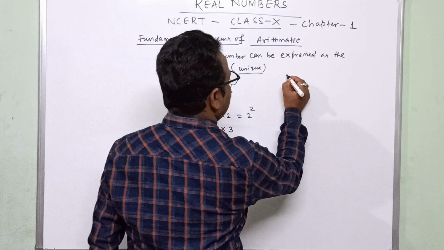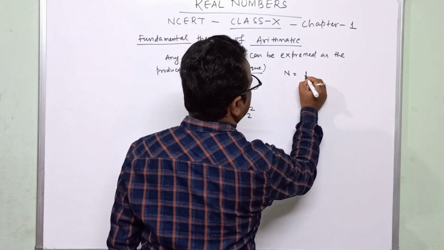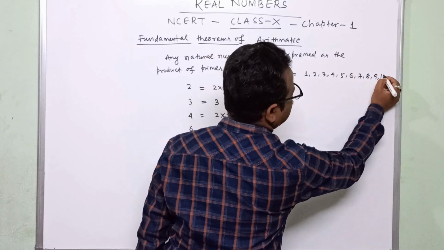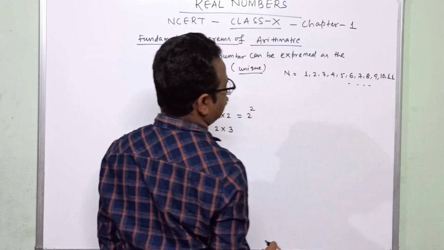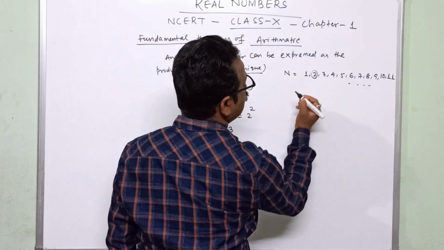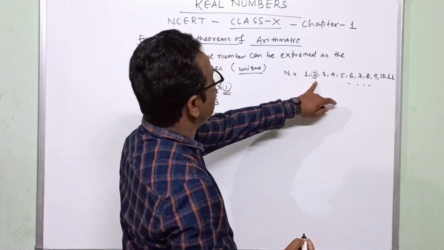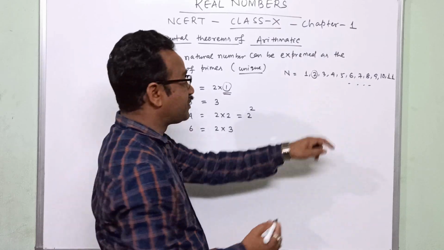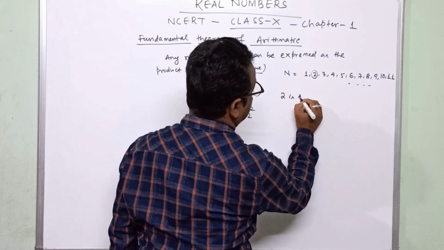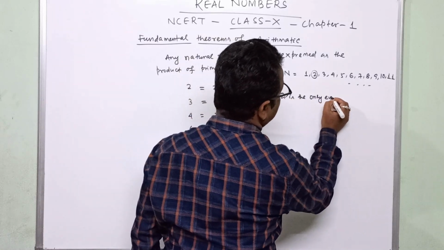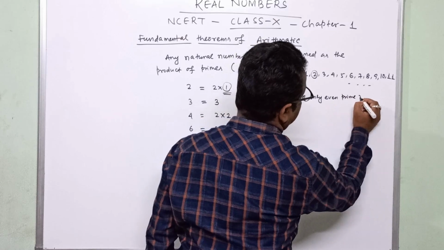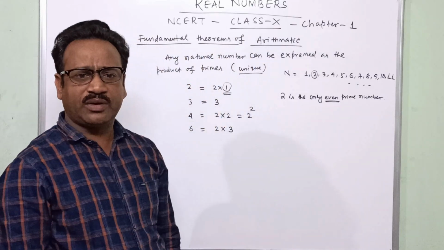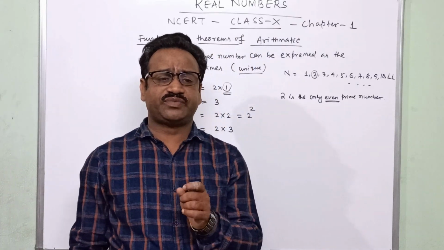So let us see. Natural numbers, n. We write 1, 2, 3, 4, 5, 6, 7, 8, 9, 10, 11, and so on. Now, 2 is a prime number. We know it from the junior classes. 2 is the only even prime number. All prime numbers are odd except 2.